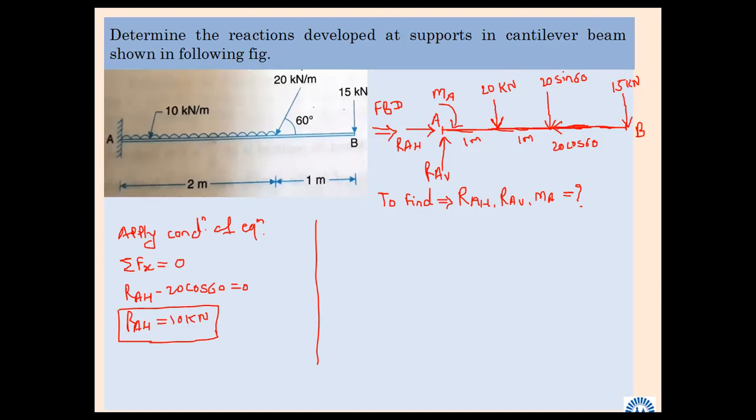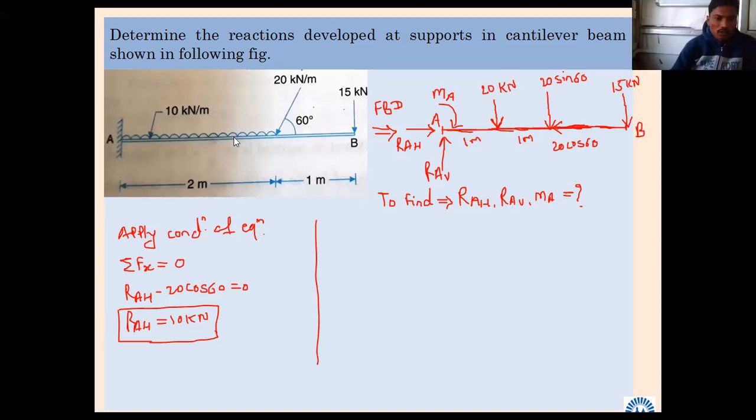Have you applied summation FY is equal to 0? Yes, sir. Okay. Which value you got? 52.32 RAB. Yes, sir. Same. Is it necessary to write the equation? Just check. Okay, I will write here.